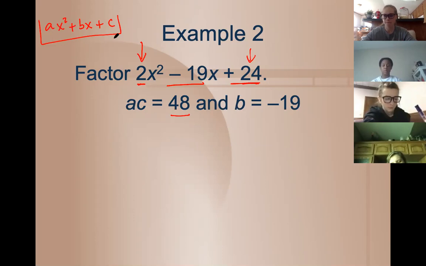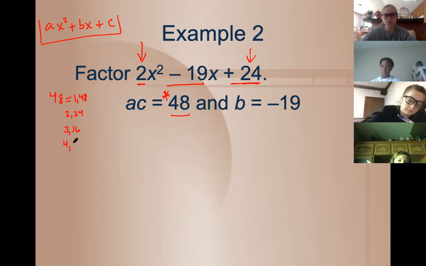Now, list your factors of this number now, instead of just your 24. So go ahead, list your factors of 48. So 1 and 48, 2 and 24, 3 and 16, 4 and 12, and 6 and 8.